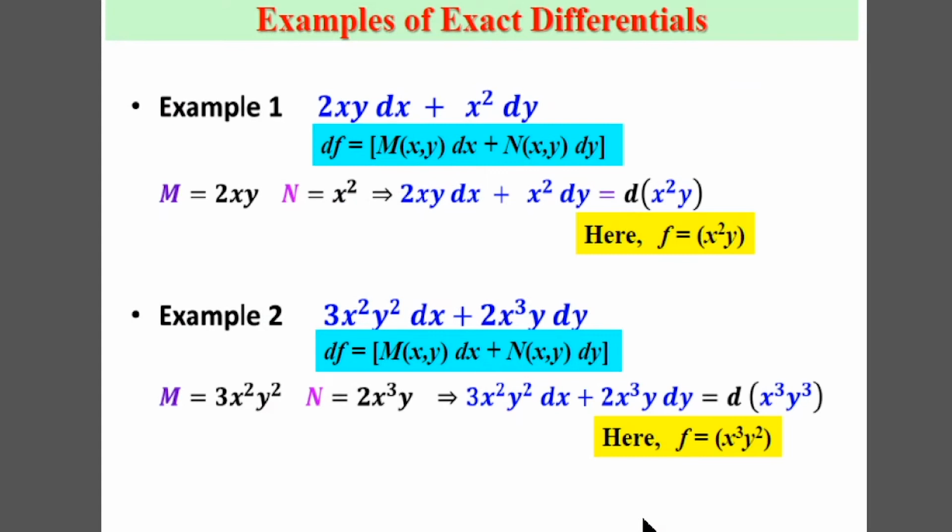Let us see a few examples. Look at this. This is the differential function which is given to you. Can you identify what is going to be M and what is going to be N? If you remember the expression, M(x,y) dx plus N(x,y) dy. So if I identify, then 2xy is my M and N is x square.